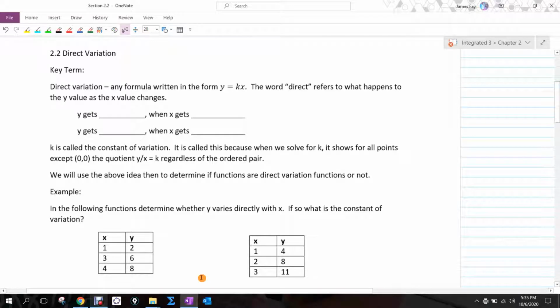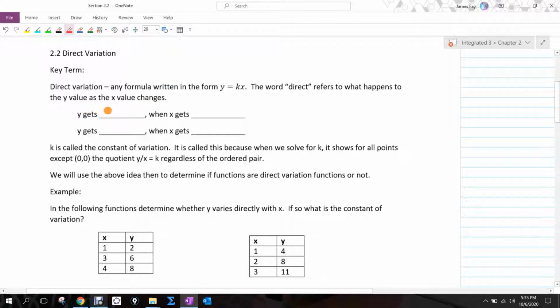Okay, folks, this section, 2.2, is called direct variation. It says direct variation is any formula written in the form y equals k times x. The word direct refers to what happens to the y value as the x value changes. So when we see the word directly, it means they're doing the same type of behavior.